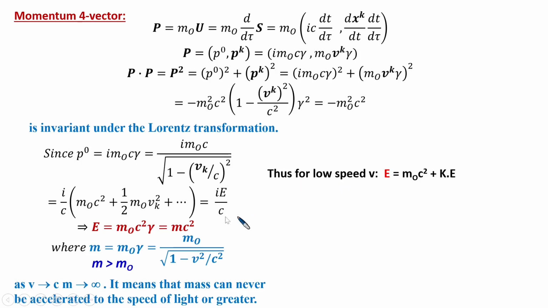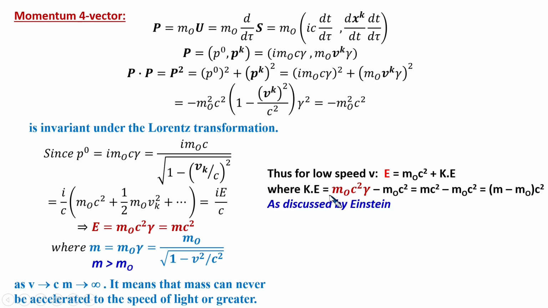Thus for low speed v, because we have taken the assumption that v is less than c for this expansion, E is equal to m naught c square plus kinetic energy. And so the kinetic energy is E minus m naught c square, which I take to the left hand side, and this becomes m c square, because m naught into gamma is m. So kinetic energy is mc square minus m naught c square. So this kinetic energy is nothing but the difference between the relativistic mass and the rest mass, m minus m naught, times c square. So this was also discussed by Einstein when we were discussing the paper. This kinetic energy is the difference in the mass.